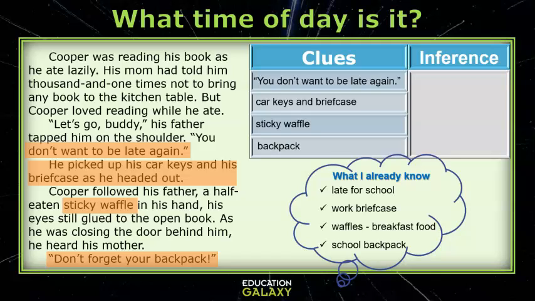So we can draw an inference based on the clues from the story and what we already know, that it's morning time. In this video, you learned that you make an inference by taking clues from the story and putting them together with what you already know about the topic. Well done!